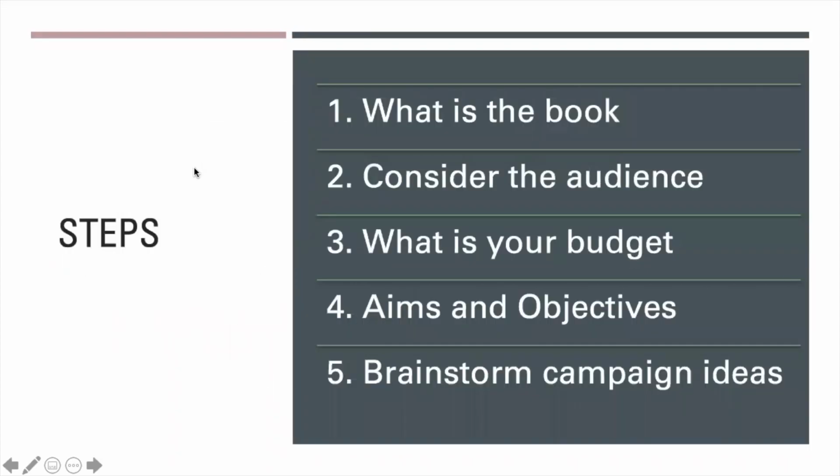So the steps that we are going to cover today, and I broke it down to five, are just how you would format your plan, how you would come up with the information for the plan, and what to consider whilst writing one. So the first step is, what is the book? We'll come onto this, and then considering your audience, what is your budget, your aims and objectives, and then finally, the fun part, as I like to call it, is the brainstorming of the actual plan.